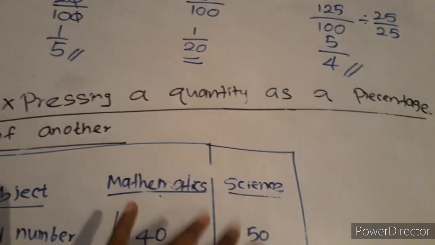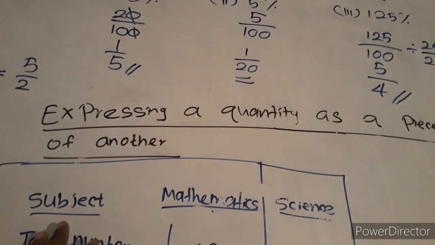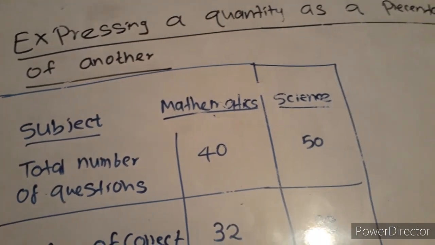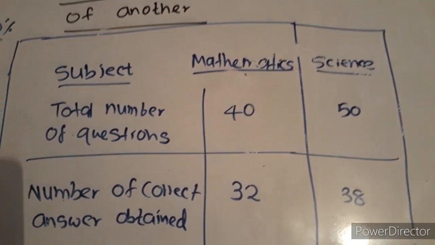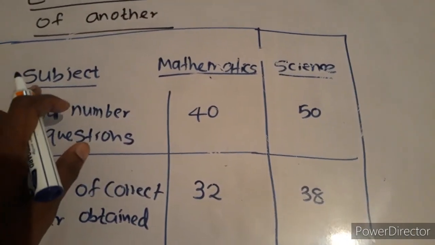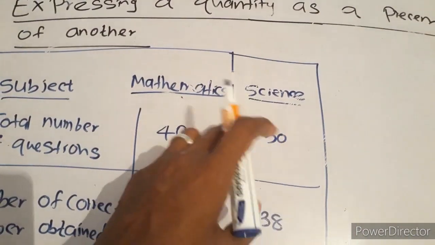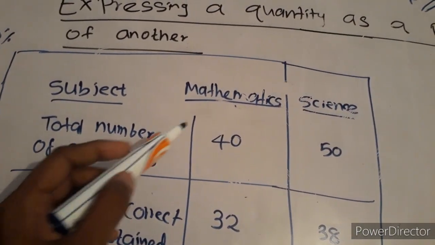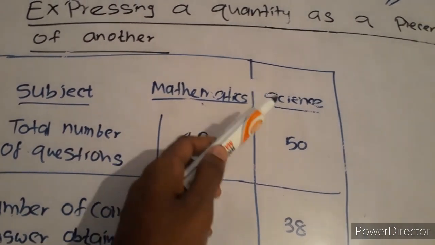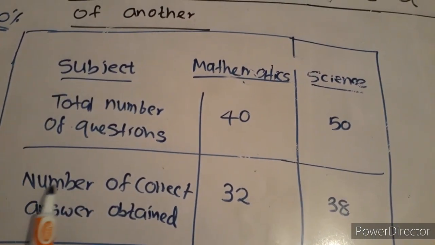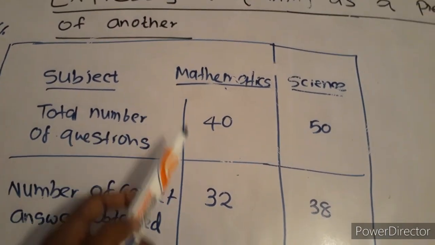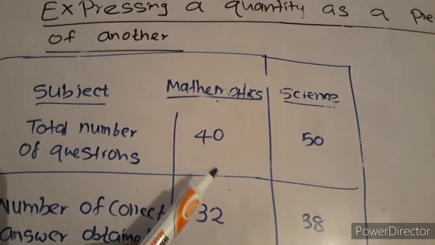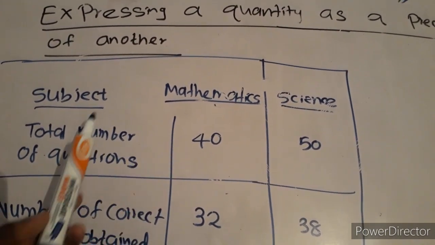Expressing a quantity as a percentage of another. I have taken an example from your textbook. You can see the subjects: I have given two subjects, mathematics and science. The total number of questions given is 40 for mathematics and 50 for science. The number of correct answers obtained is 32 for mathematics and 38 for science. Now we'll see how to take the percentages of these quantities.